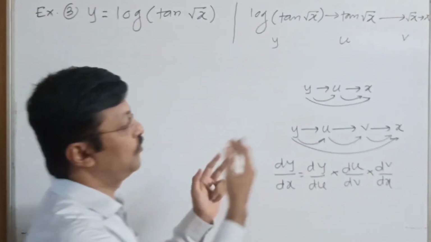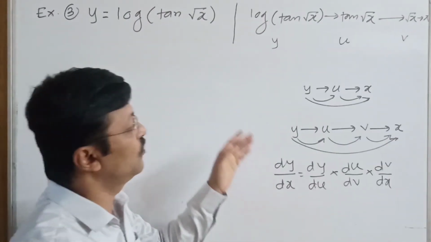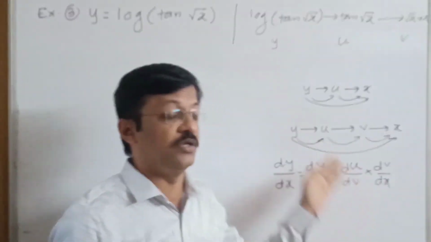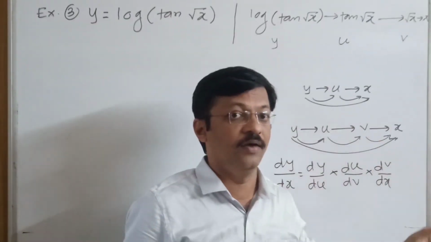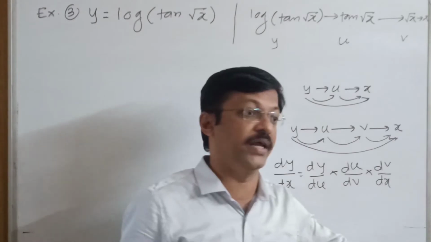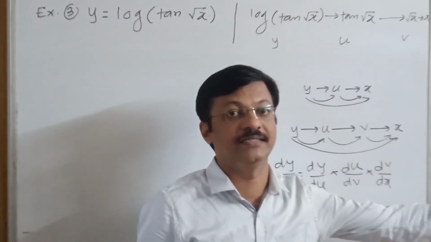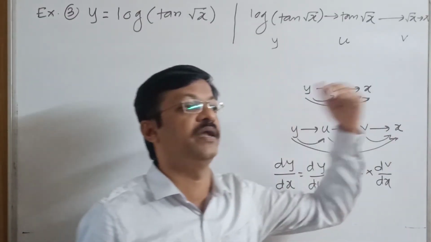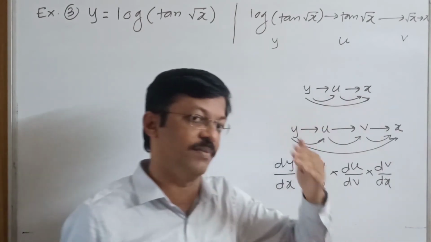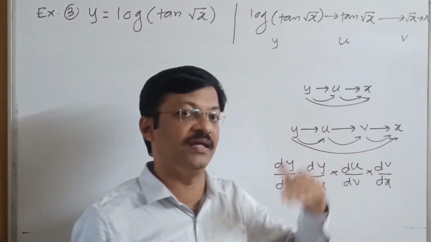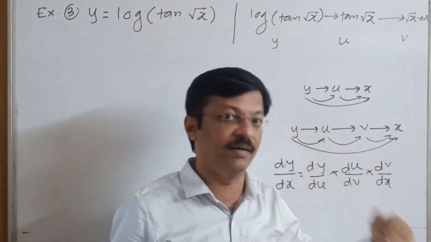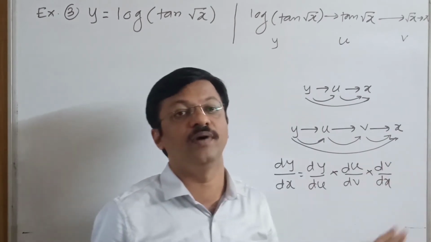Now suppose you have 4 functions like this, meaning y is a differentiable function of u, u is a differentiable function of v, v is a differentiable function of w, and then w is a differentiable function of x. Then you can write dy by dx as dy by du into du by dv into dv by dw and then into dw by dx.